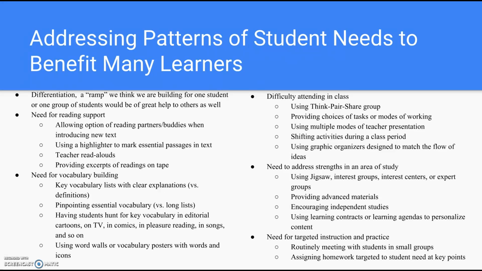I guess that's the point of the whole modeling, guided instruction, independent part, because you should have different ways of doing activities. Like in my classroom, it starts off independent, and then we do a little bit of lecturing, and they work in groups or in partners, and then they might work alone later on, and then we come back together as a class, and it keeps the kids focused. And then using graphic organizers designed to match the flow of ideas. So understanding that differentiation is a ramp, but you can pay attention to the patterns of student needs to address them.